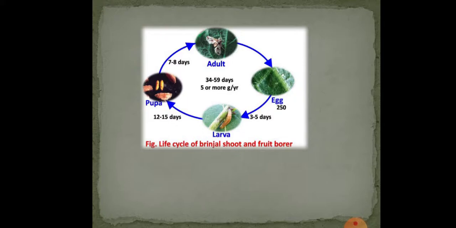The larva is a voracious feeder. It develops all body parts. The larva is a polypod type, and within 12 to 15 days the larva develops into the pupa. Pupa is an inactive stage in its life cycle. Then within 7 to 8 days the pupa is converted into the moth or adult.